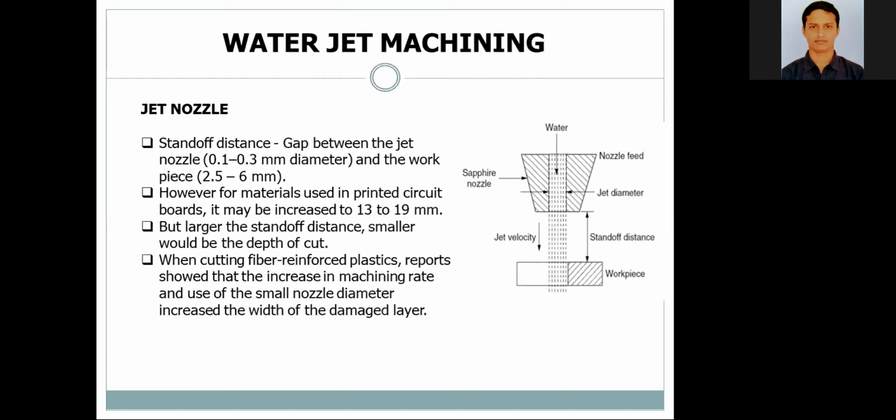There is a stand off distance. The stand off distance is the distance between the workpiece and the nozzle tip. The nozzle tip normally has a diameter of 0.1 to 0.3 millimeter, and the distance is around 2.5 to 6 millimeter for general purpose. For material used in printed circuit boards, it may be increased to 13 to 19 millimeter. If the stand off distance is larger, then the depth of cut would be smaller.